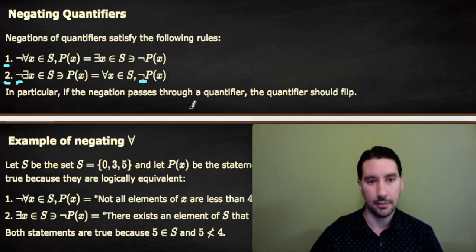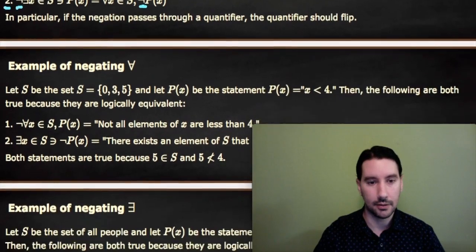And when you pull the negation past the quantifier, this "there exists x in S such that" becomes a "for all x in S." And similarly in statement number 1, when you pass the negation through the "for all," this "for all x in S" becomes "there exists x in S," and the negation comes inside to the P of x. So let's look at a couple of examples to get an intuitive sense of why this is true.